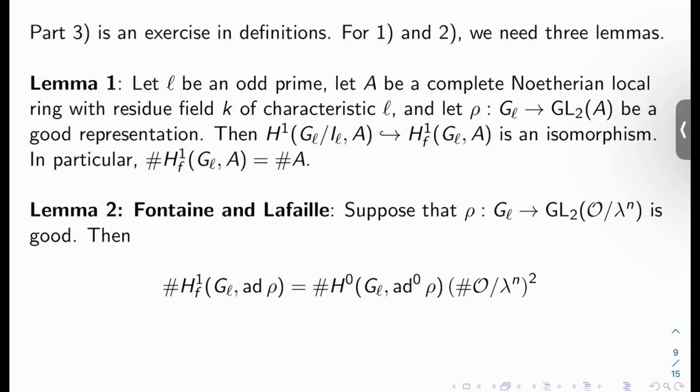Okay. Lemma 2, this is Fontaine's work. So when you hear about Fontaine in the proof of Fermat's theorem, this is the part that they're talking about when people say that. Although he gets involved at a couple other points, this is the main part people are talking about. So 2, suppose that rho from GL to GL2 of O mod lambda to the n is good, then the cardinality of H1F GL ad rho is the cardinality of H0 GL ad 0 rho times the cardinality of O mod lambda to the n squared.